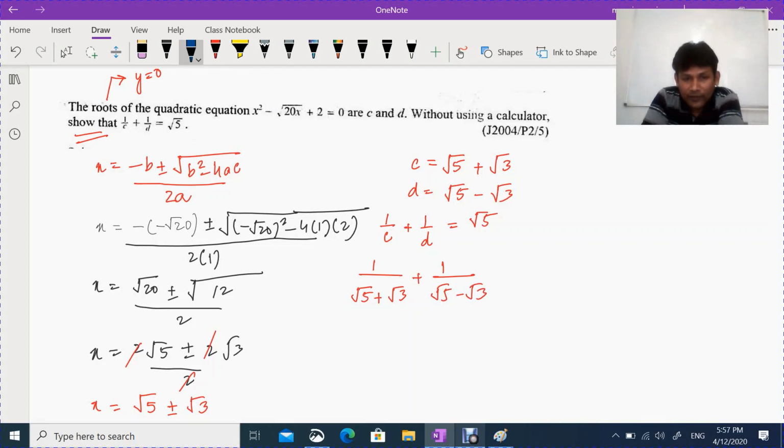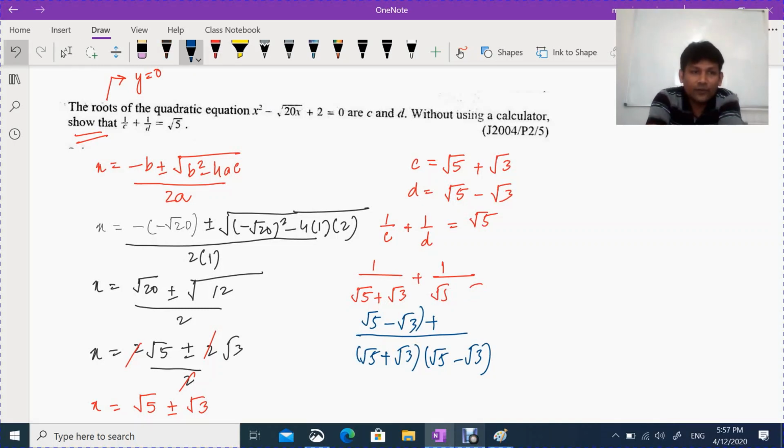Okay, after putting the value, take the LCM. LCM will definitely be the product of both the values because nothing is common. This under root 5 minus under root 3 plus this will come here, and this will move here, like up, I have taken the LCM. This is plus under root 3. The under root 3 with negative and positive cancel. The result is 2 under root 5.